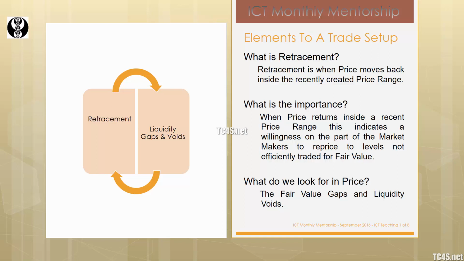What's the importance of the retracement? Well, when price returns inside a recent price range, this indicates a willingness on the part of the market makers to reprice to levels not efficiently traded for fair value. When we're thinking retracement, the go-to for ICT tools is looking for liquidity gaps and liquidity voids. When we see real quick run-ups and run-downs in price, in other words, real quick rallies up or real quick rallies down, many times that range that's created will want to come back in and close that in. And I'll give you an example of what that looks like now.